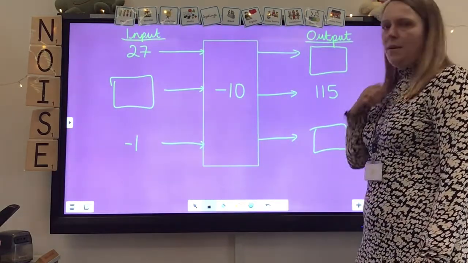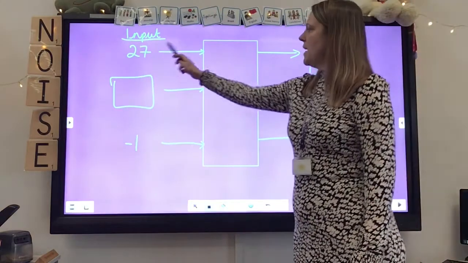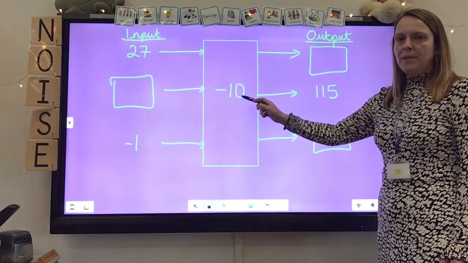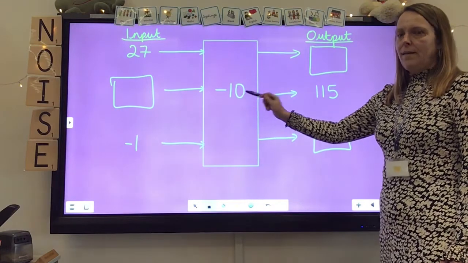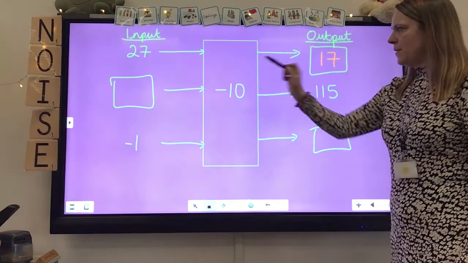Okay, look at this one. Here we've got our function is minus 10. So we're putting 27 in. I'm minusing 10 from that. So what's my output going to be? That's right, it's going to be 17. Okay, pause the video, have a go at the other two.